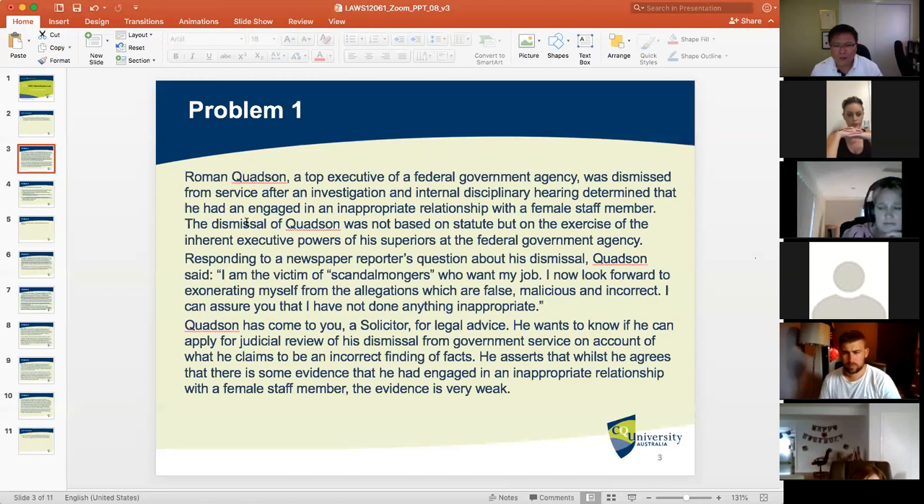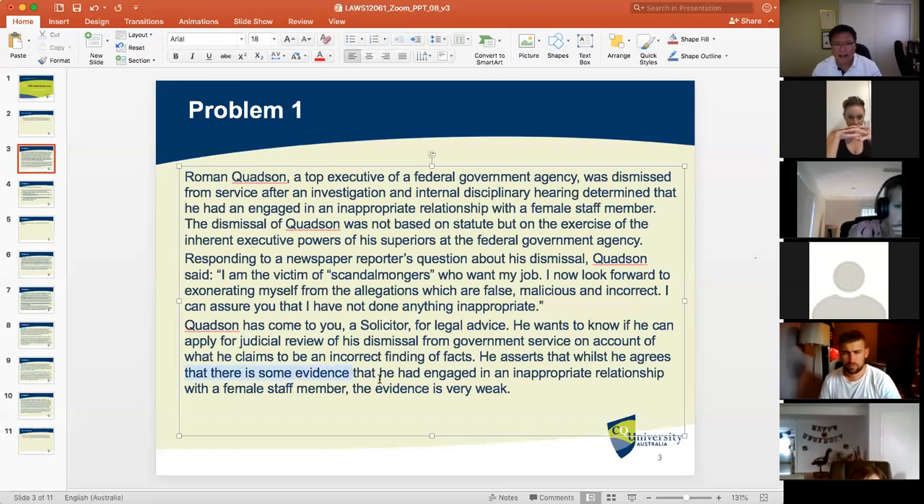So if you look at the facts, what had happened here is that, so I'm not sure if you're seeing the screen now again, Watson actually admits that there is some evidence he had engaged in an inappropriate relationship with a female staff member, although he says the evidence is very weak. So we take that as a fact. There is evidence, but the evidence is weak. So the question is, does that amount to a lack or absence of evidence? The answer is no.